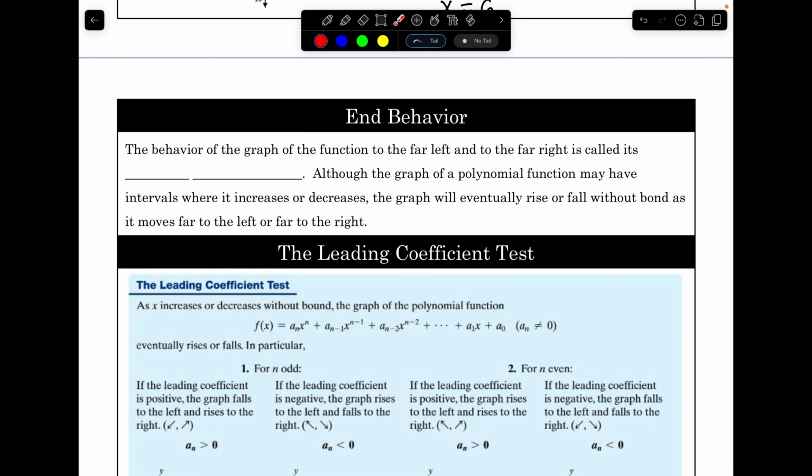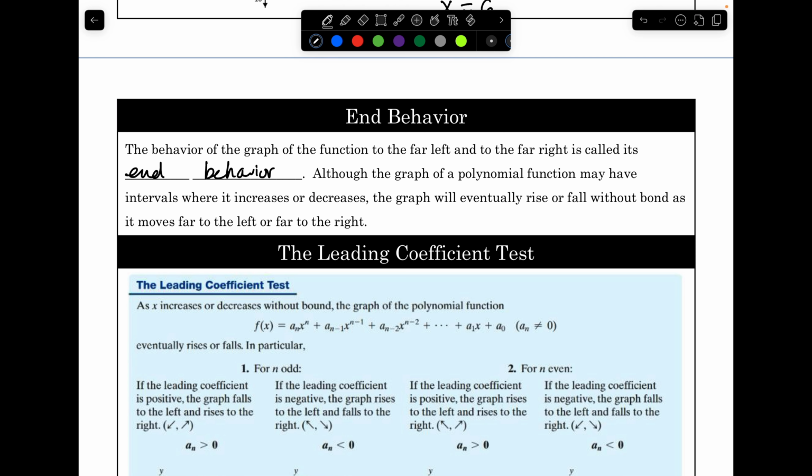And we're going to finish off these notes talking about the end behavior of polynomial functions, which is, like the statement says, the way the graph behaves towards the very far left and the very far right at the ends of the graph. So the behavior of the graph of the function to the very far left and to the very far right are called end behaviors, or in this case, end behavior, singular.